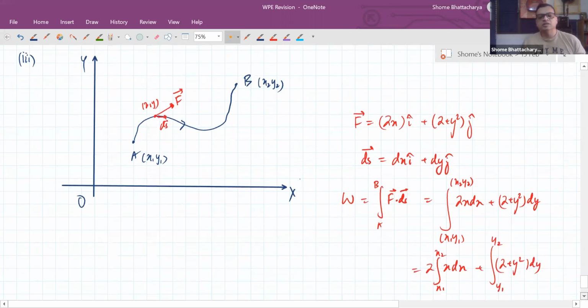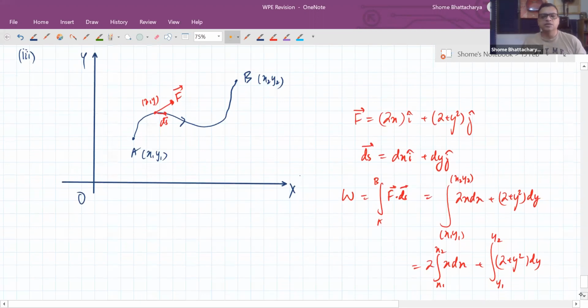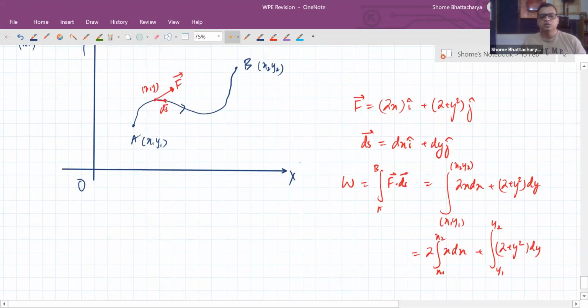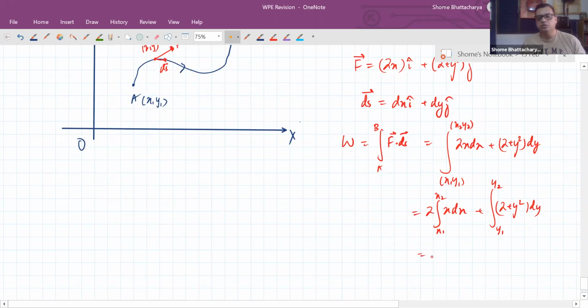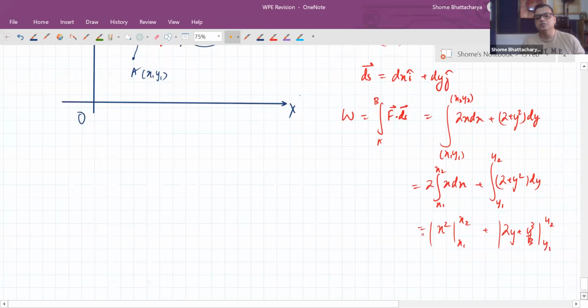So you can see that irrespective of what the path is, any path from A to B will give us the same answer for the work done from the point A to the point B, which will be x squared from x1 to x2 plus 2y plus y cubed by 3 from y1 to y2. So you can see that this expression is independent of path.